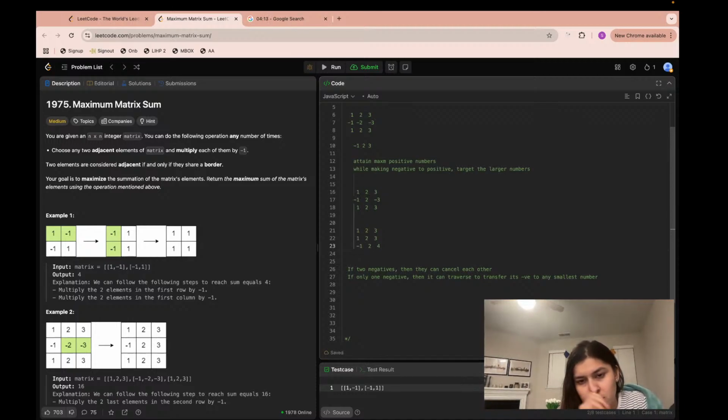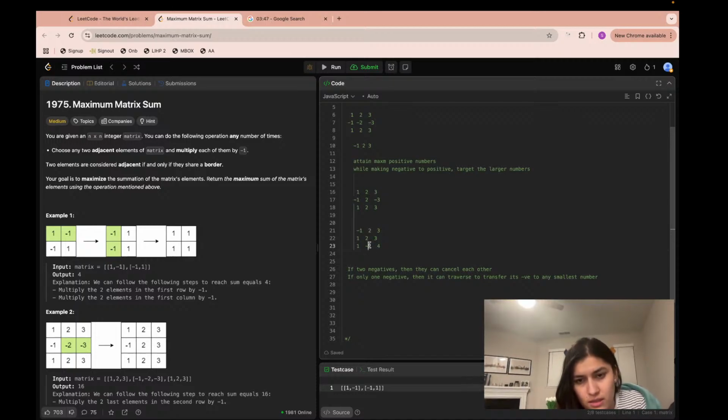Because this one is the smallest element, and if there are two negatives, then they will cancel each other. Similarly, if there are four negatives, then two negatives will cancel each other, and two negatives will cancel each other, like that, right? So if this is negative and negative, it can go and cancel this. Suppose there are three negatives, then only two negatives can cancel.